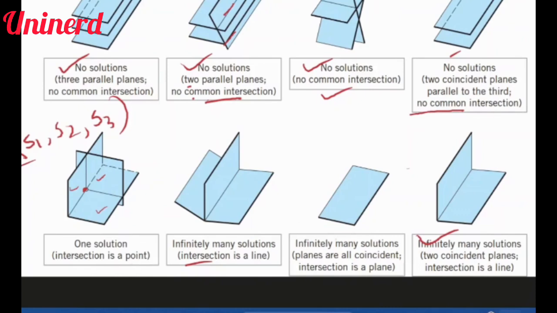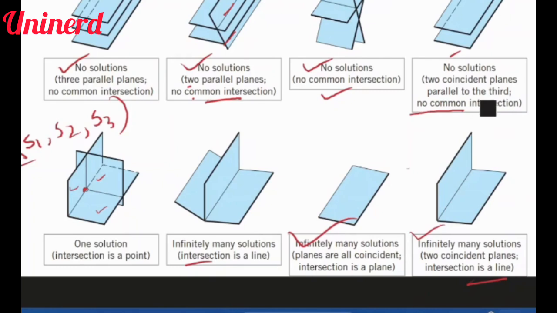Okay. Then we can also have infinitely many solutions if three of the planes coincide with each other. All of them are coincident, and in this case, the intersection is a whole plane itself. In this case, we will have infinitely many solutions. Also, we can have infinitely many solutions if two of them coincide. In this case, two of them are coincident, and one of them has one common line, which is one common intersection line. So the intersection is a line, so we have infinitely many solutions.